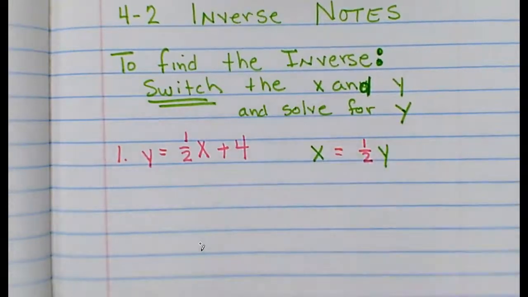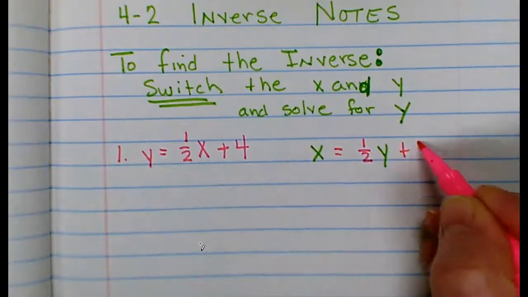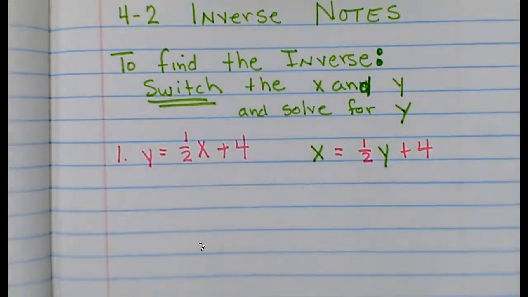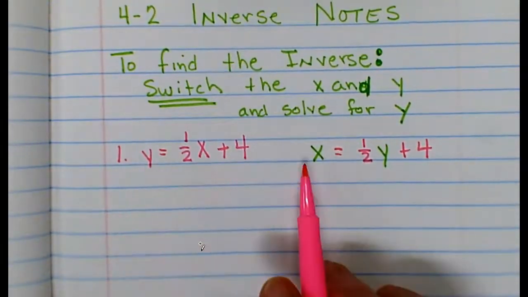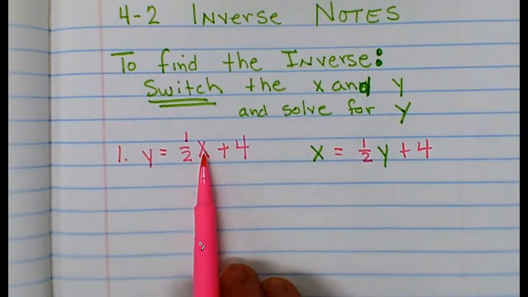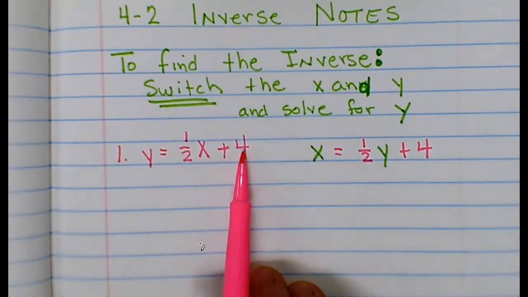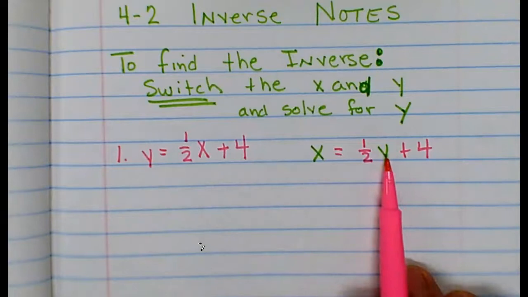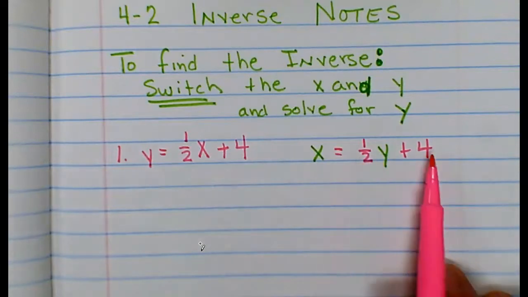Instead of 1/2 x, it's going to be 1/2 y. But I'm still going to have the plus 4. So you see it's the same equation except the x and the y's have been switched. No, it is not just a sign change, it's a position change. The x was here, multiplied by the 1/2, added to the 4. Now the y is multiplied by 1/2 and added to 4.